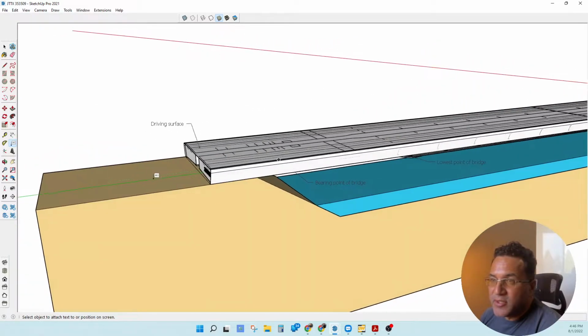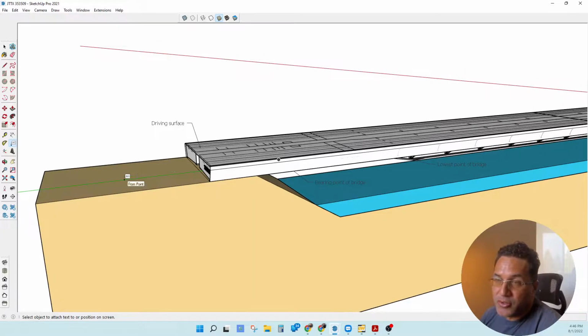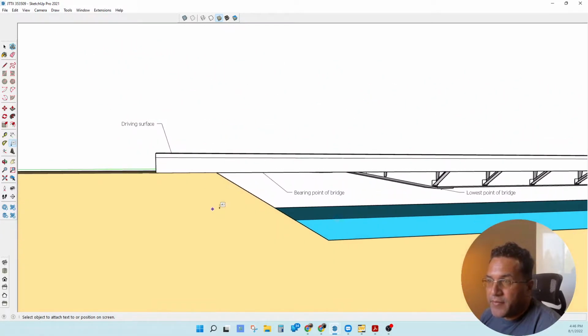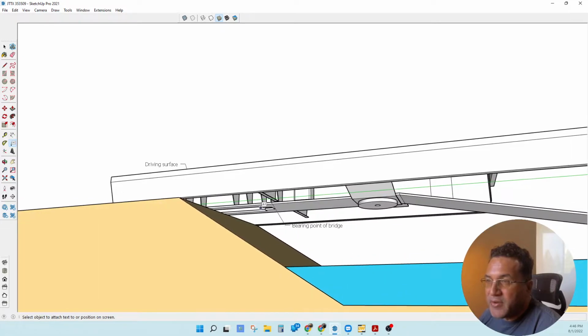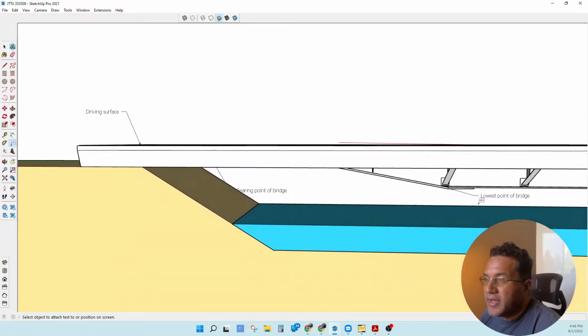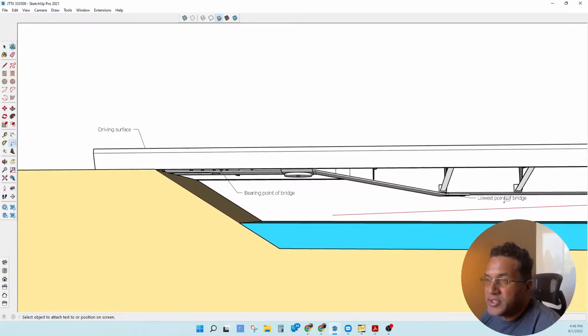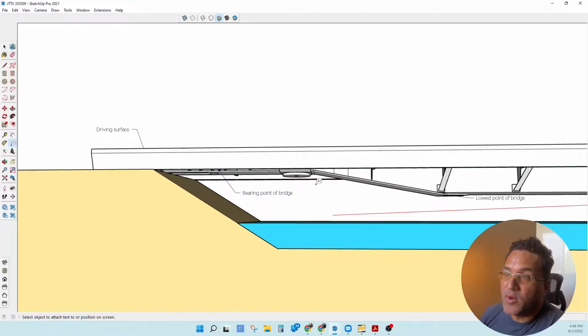This is your existing grade. This is what the site looks like right now, just the dirt, the way it sits. Underneath, this is the bearing point of the bridge. Now on the 90 footers, you can see how it tapers down to the lowest point of the bridge. On certain bridge decks, the lowest point of the bridge and the bearing point of the bridge are at the same elevation, so they're one and the same.